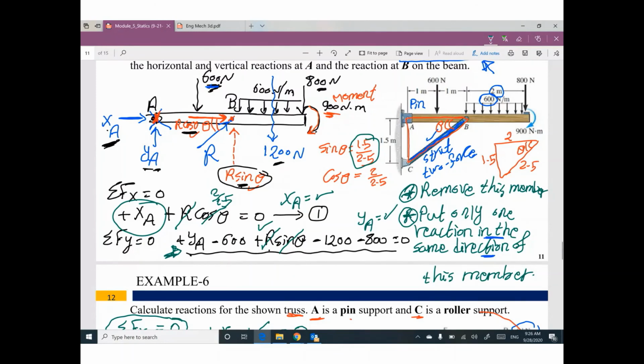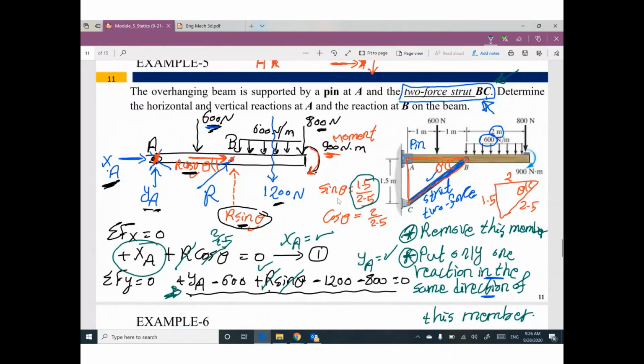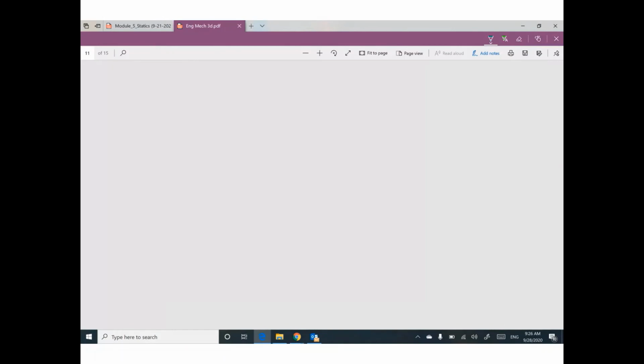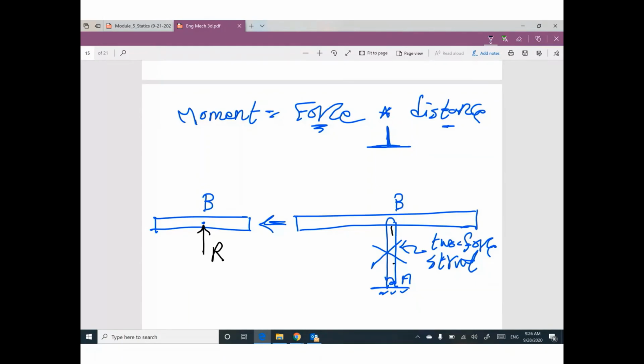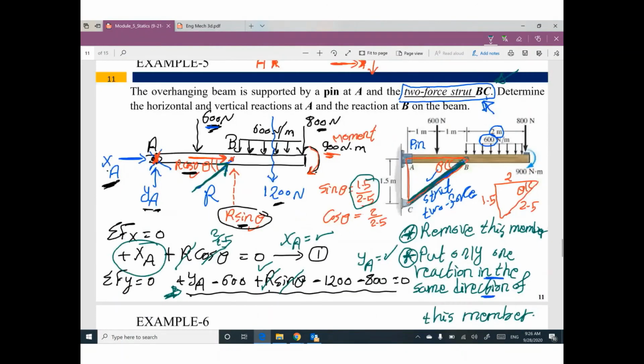So the hint in this problem: if you have a two-force strut member like CB, please go ahead and remove this member and put only one reaction in the same direction as this member. Remember, if this member is vertical, your reaction will be vertical. If this member is horizontal, your reaction will be horizontal. If this member is inclined, your reaction will be inclined, because the reaction is in the same direction as the member. Any question?